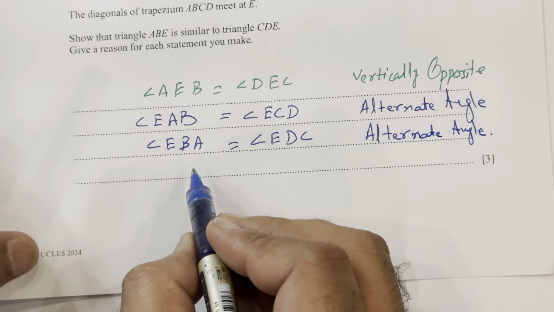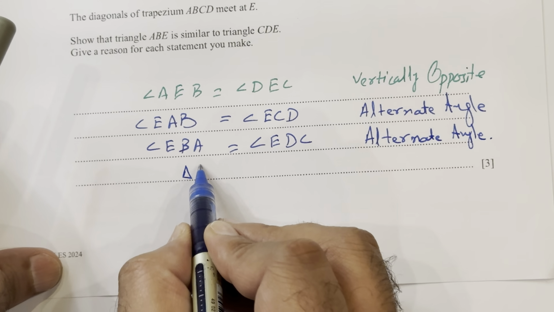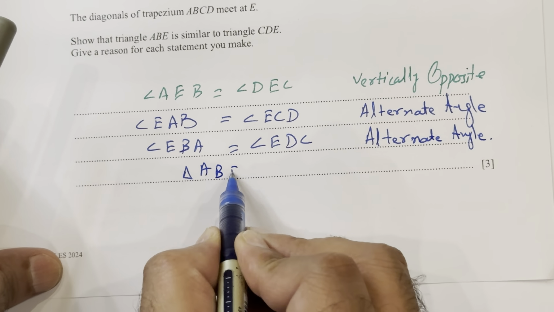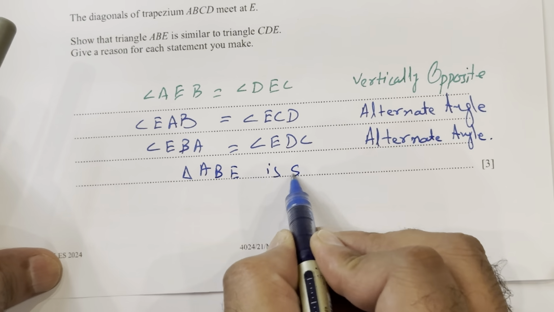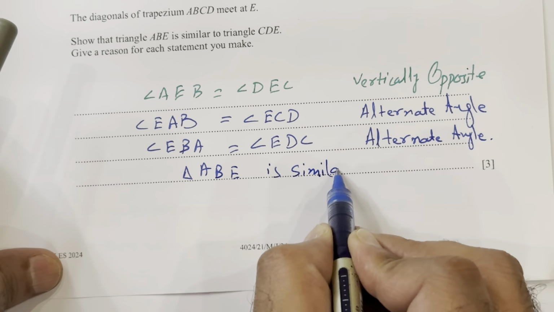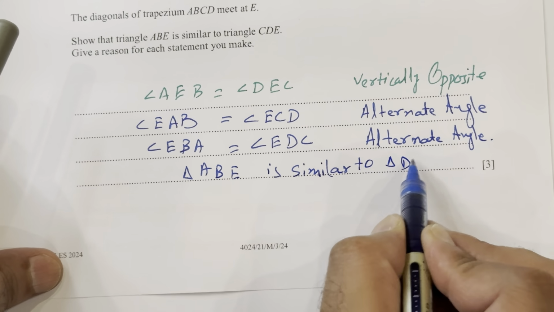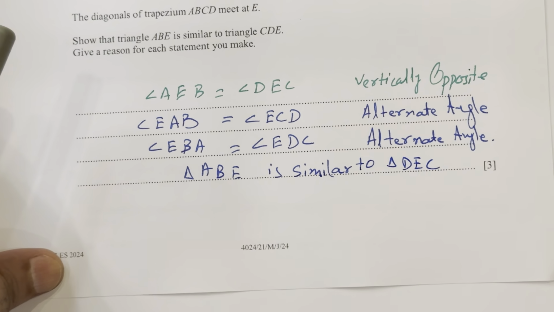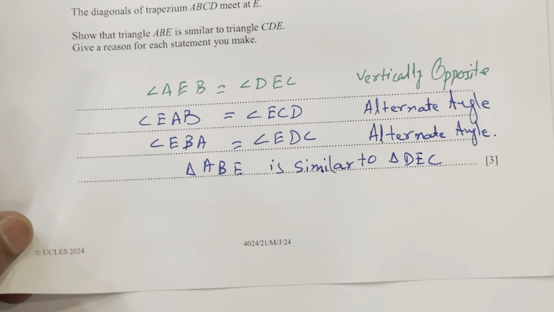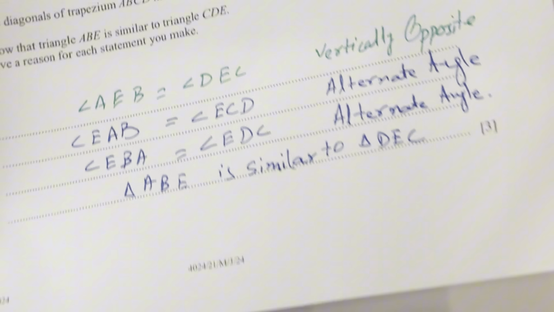So we can conclude that triangle ABE is similar to triangle DEC, or CDE.